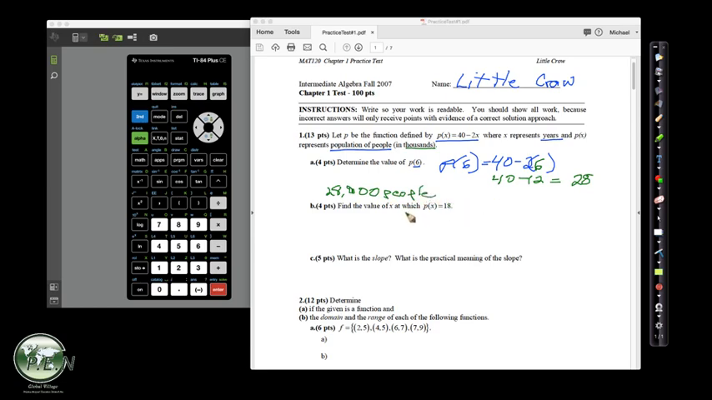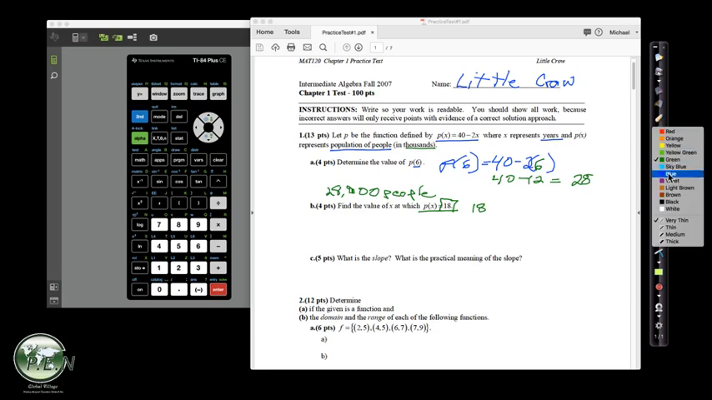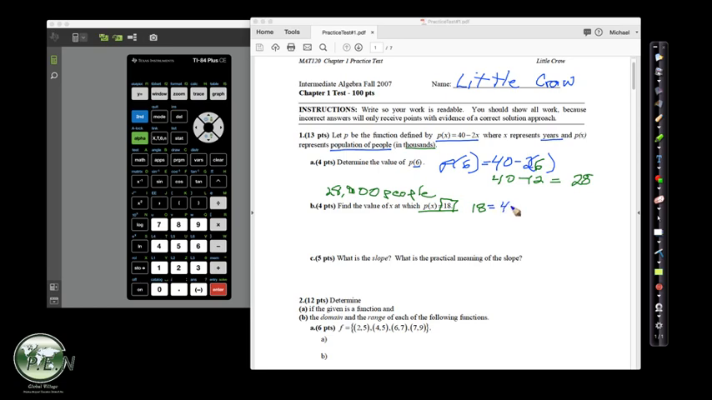people. Now find the value of x at which P of x equals 18. This is the other thing. 18 is an output. It's outside, and so it's going to replace the P of x. So for that one, we get the 18 over here, and then we get the rest of the equation on the other side: 40 minus 2x. We have not replaced x. x is still x. We are solving for x.